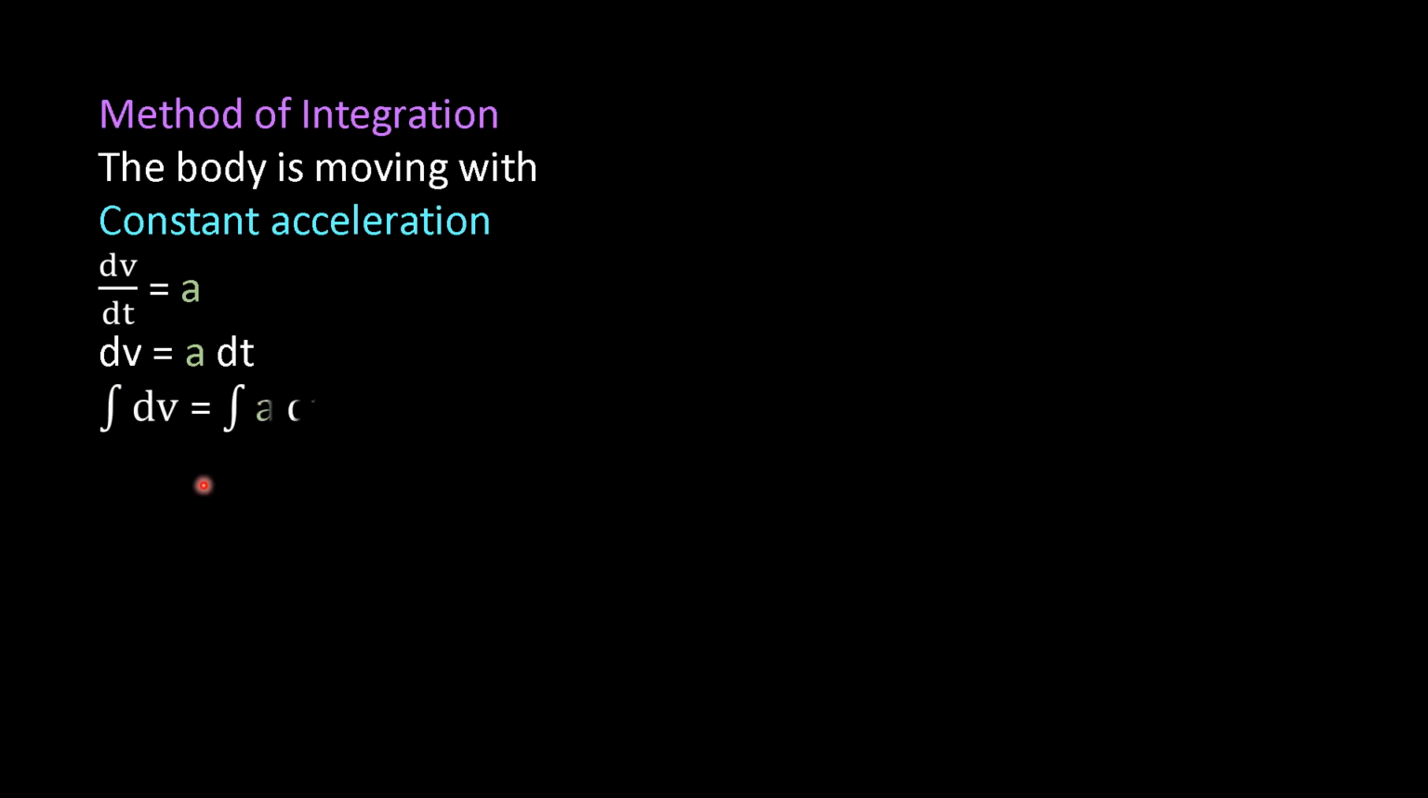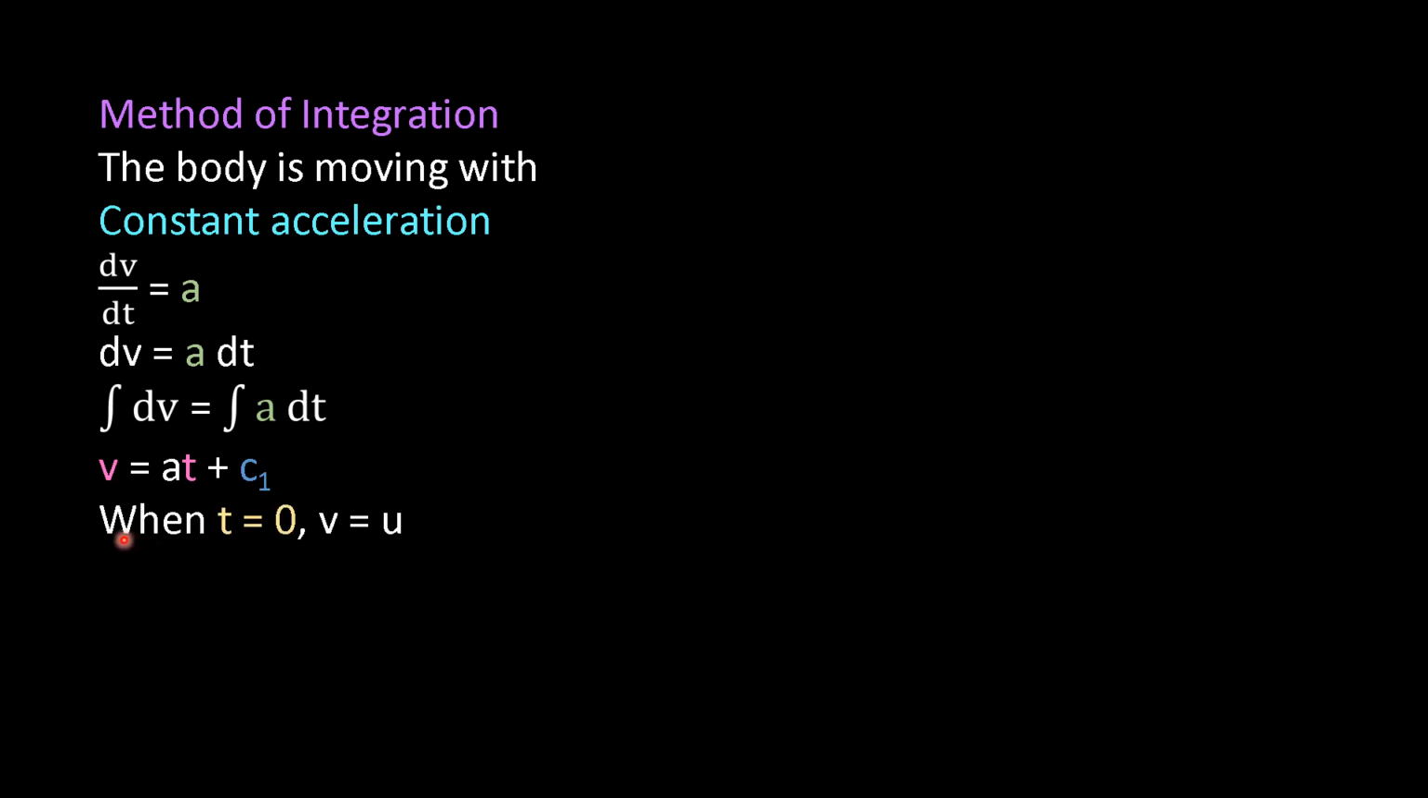We know that the body is moving with constant acceleration. So we write dv by dt equals a, that is dv equals a dt. Integrating both sides, we write integral dv equals integral a dt. Integral of 1 dv will be v, and integral of a dt will be at, because a is constant, plus c1, which is the constant of integration.